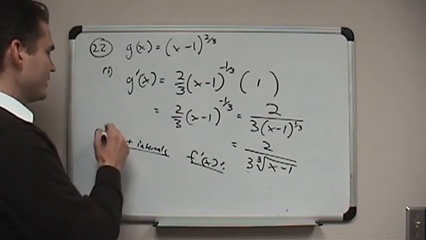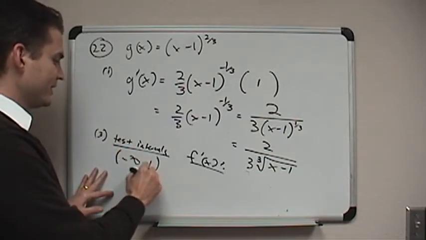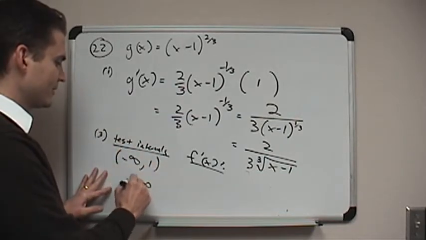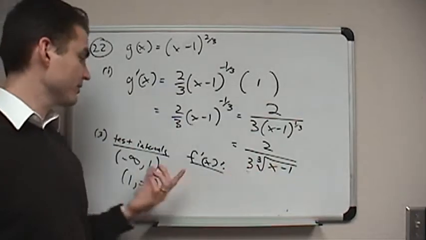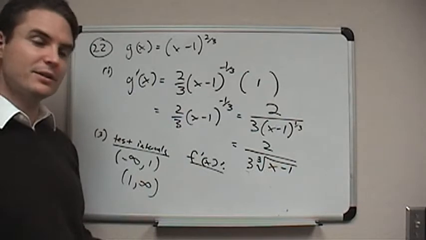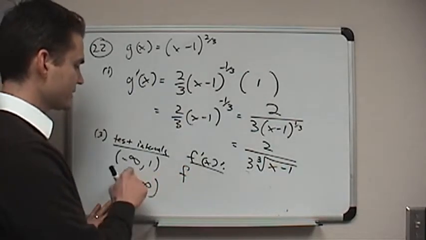Our critical number was 1. So we're going to have two test intervals, from negative infinity to 1, and then from 1 to infinity. It's pretty easy to test. Just need to pick a number from each of these intervals, plug it into the derivative, and see if the derivative is positive or negative.